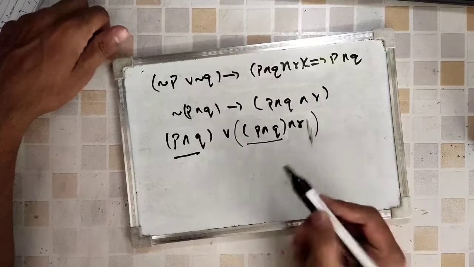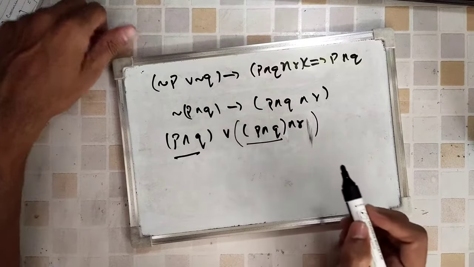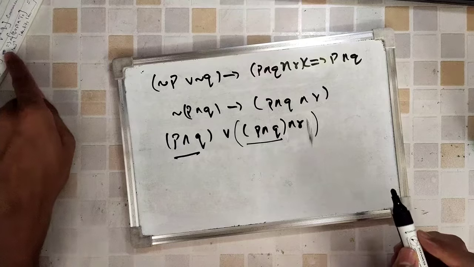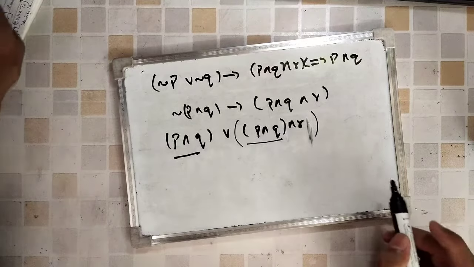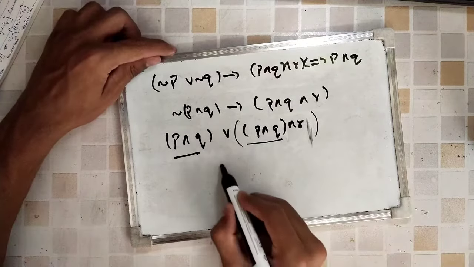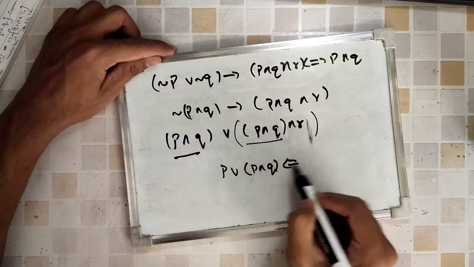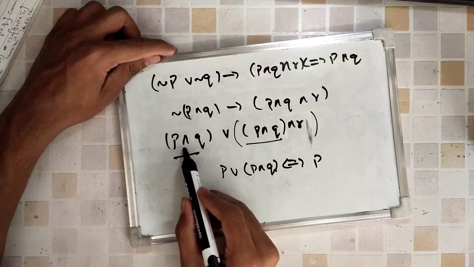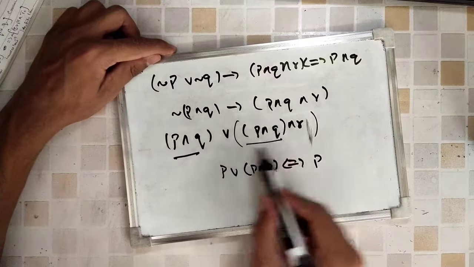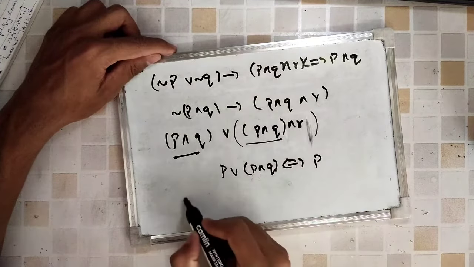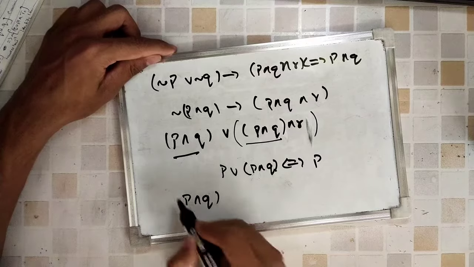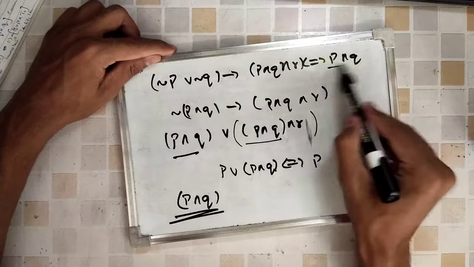So see here, which law is that? Absorption law. From absorption law we have P or (P and Q) is logically equivalent to P. So we have P or (P and Q), and this will be logically equivalent to P and Q. That's it. So we got here.